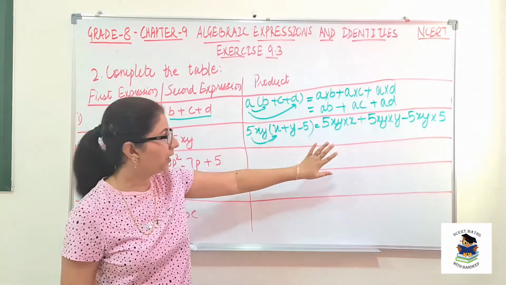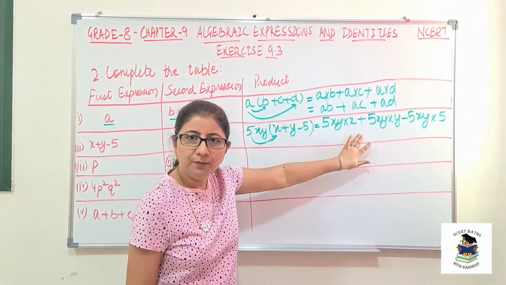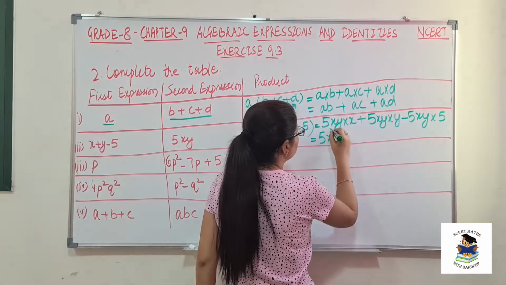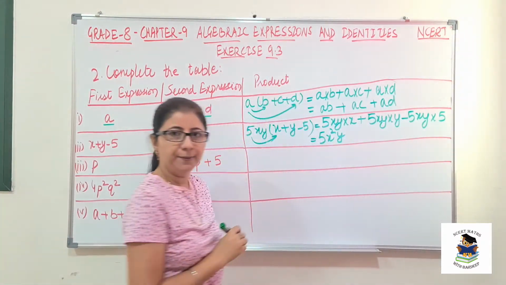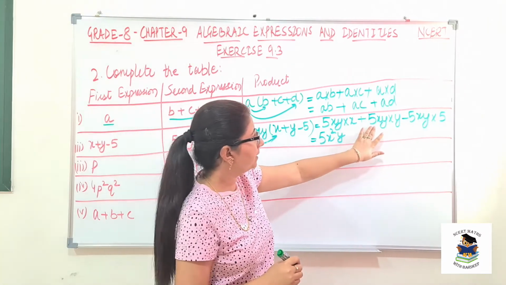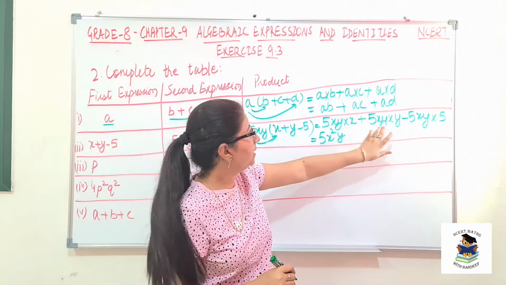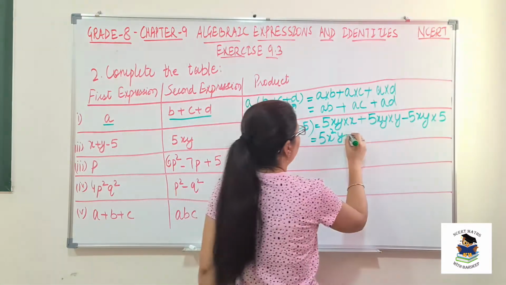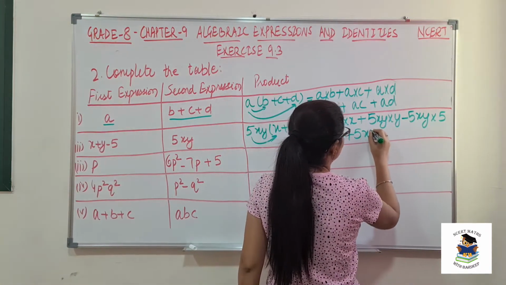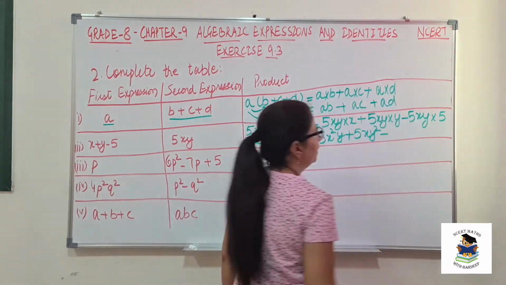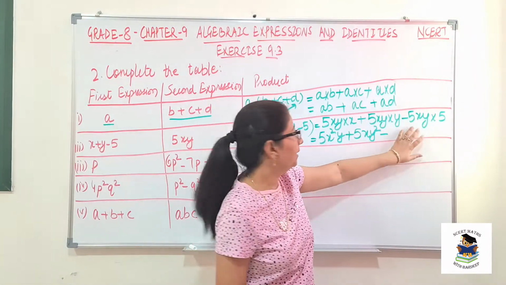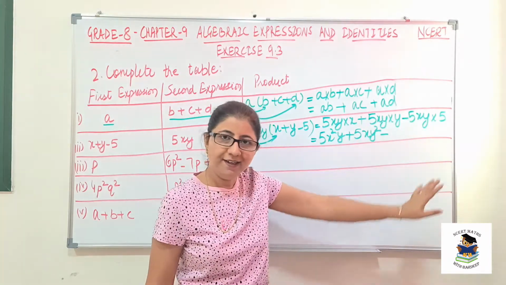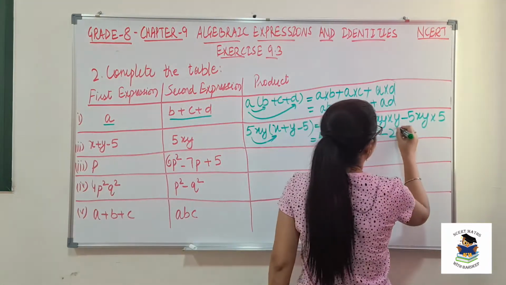5, okay. x into x will give me x square. So I will write 5x square y. Next is 5 as it is, x also as it is, y into y will give me y square. So that is 5xy square. Now we have two numbers here. So 5 into 5 will give me 25, xy as it is. So this will be 25xy.